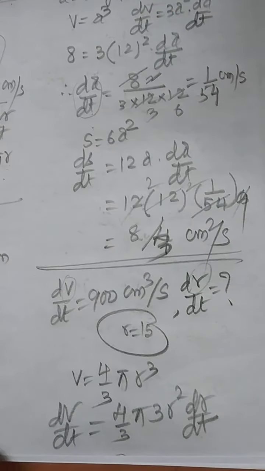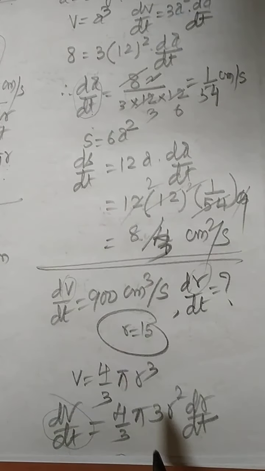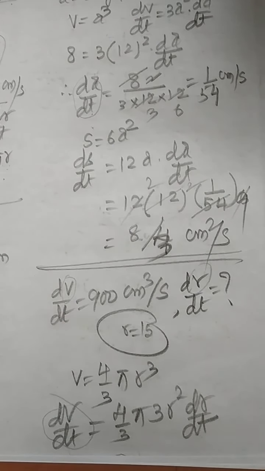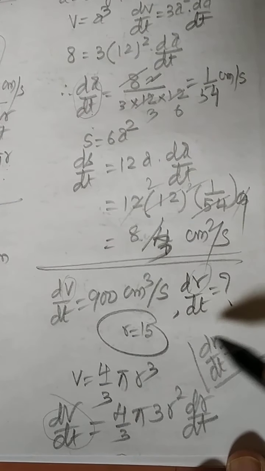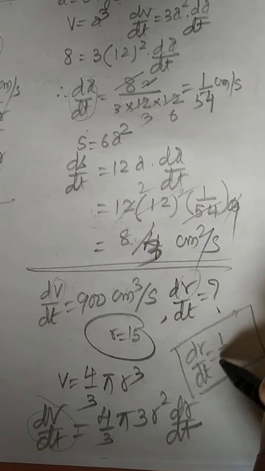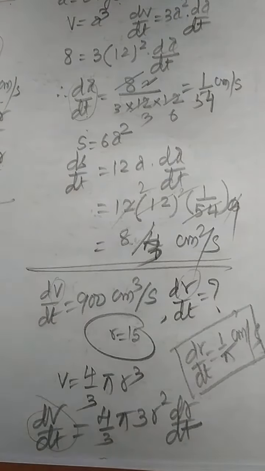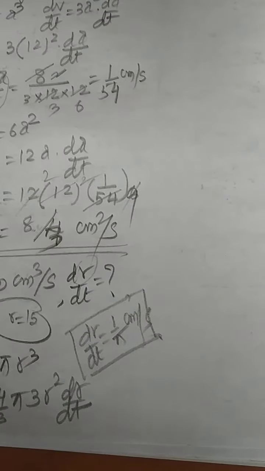So now what you are supposed to do? You just replace the value of dV by dt. What is dV by dt? It is 900. Pi value you can keep as pi only, and the value of r you can put as 15, and try to find out what is the value of dr by dt you are getting. So you are getting 1 by pi. Now it is radius, centimeter per second. Two more questions I will discuss, and then you can complete your assignment.